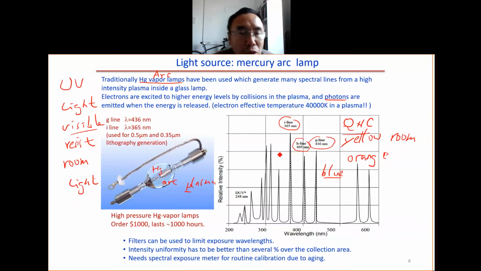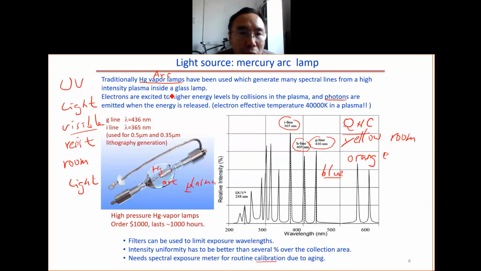The light is not so stable, so we need routine calibration. That means we have a photodetector, a kind of light meter, to measure the light intensity from the lamp. Then we can modify the exposure time to get the right exposure dose. This is not expensive. A $7 lamp lasts about 1,000 hours.